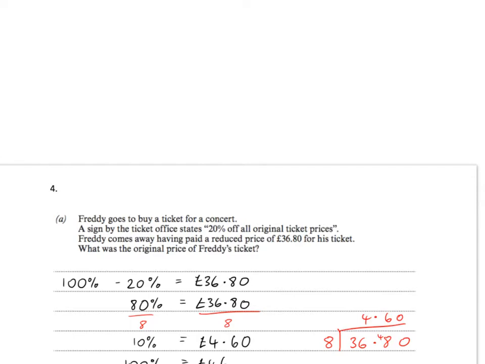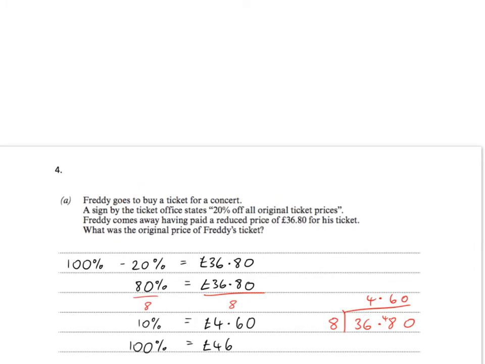Okay? So how do you think I'm going to work out 100% if I know 10%? Just times by 10. If we had a calculator, we probably would have still divided by 80 both sides and then times by 100. Too hard without a calculator, so just a little bit of a hack made it much easier. So the real price was £46. If you beat me to that, well done. I'm pleased with that.